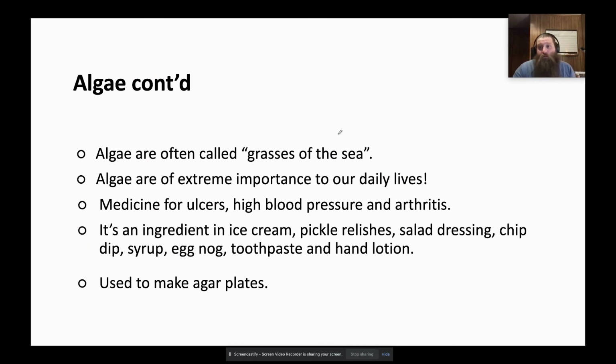Now, algae are often called grass of the sea. They're really important to us, right? They're not just habitats for baby fish and those eels. We use them to make medicines. We use them in high blood pressure medicine, in arthritis medicine, in ulcer treatments. We actually put algae in ice cream. It's one of the thickeners in ice cream. We put it in pickle relish, in salad dressing, in chip dip, syrup, eggnog, toothpaste, hand lotion, all kinds of stuff. And in the science classroom, we actually use a byproduct of algae to make agar plates. So that's a pretty useful little set of species there, the algae.